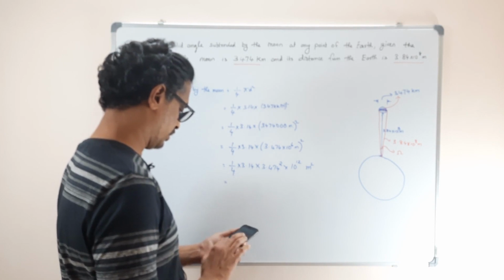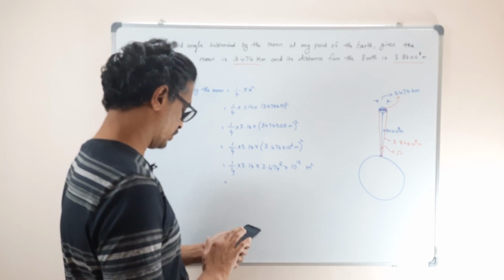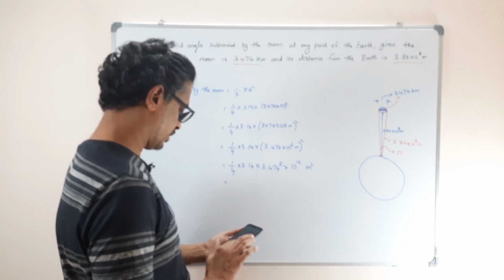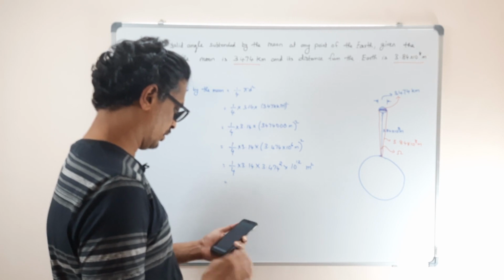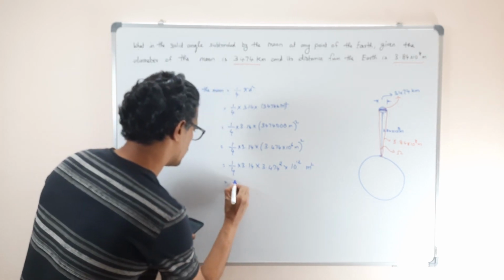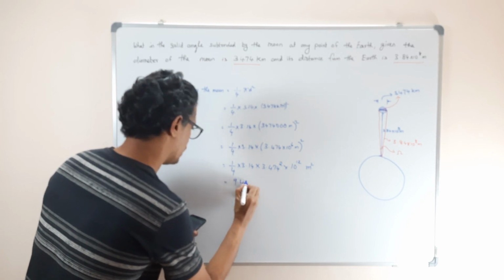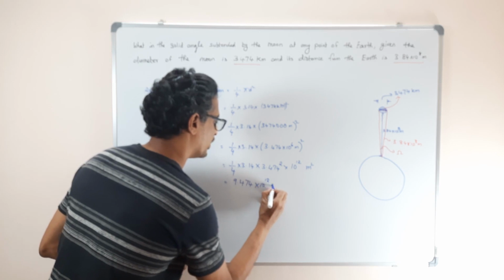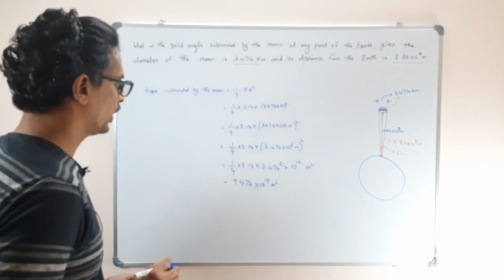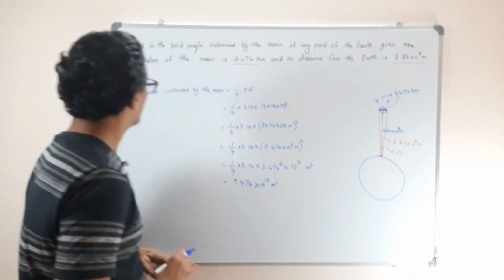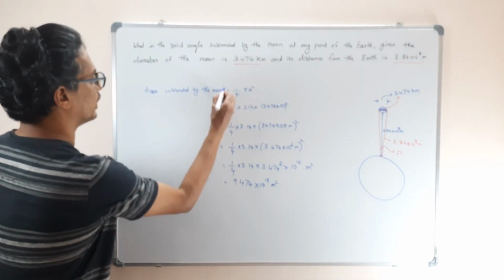3.14 into 3.474 square divided by 4 equal to how much? 9.474 into 10 to the power of 12 meter square. Okay, anyway you have to check it later on. You can't use a calculator in your exam. So this is the area A.